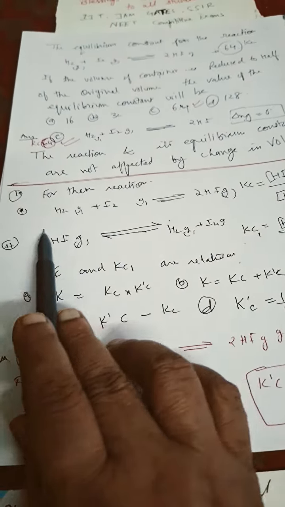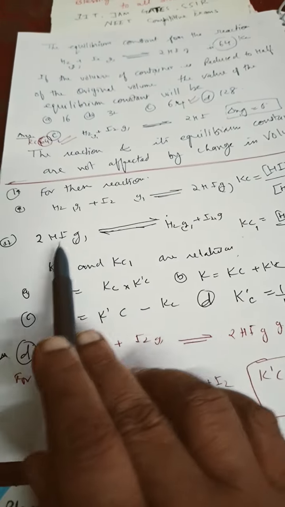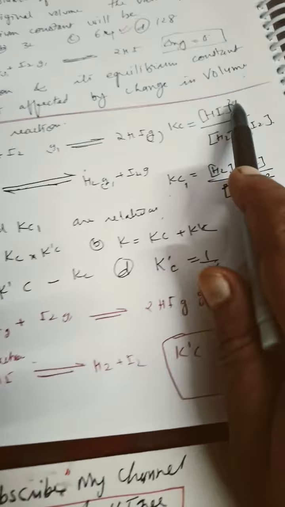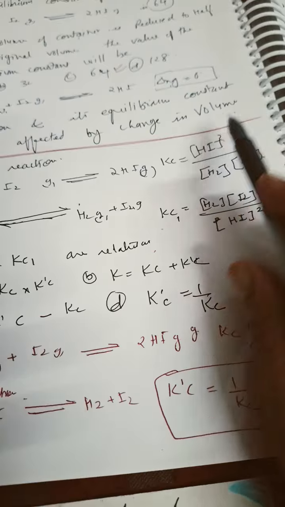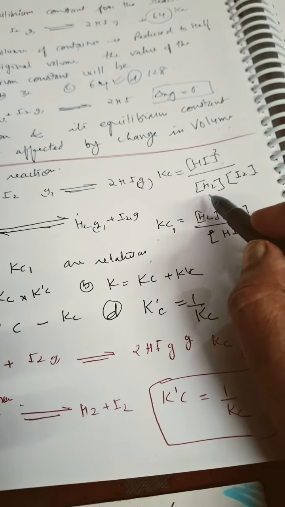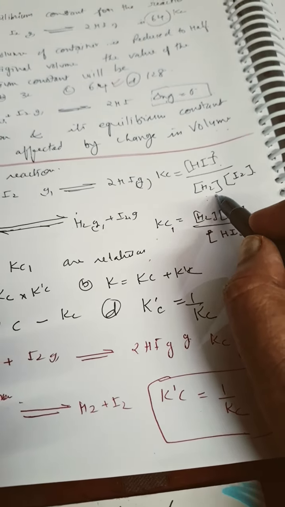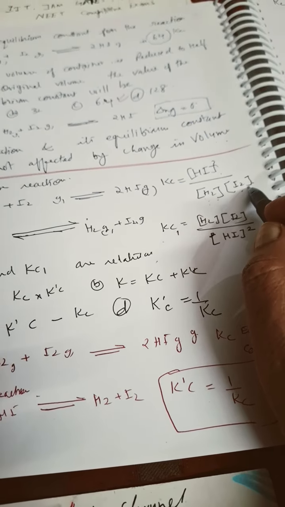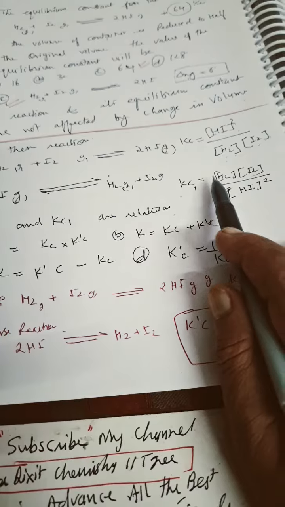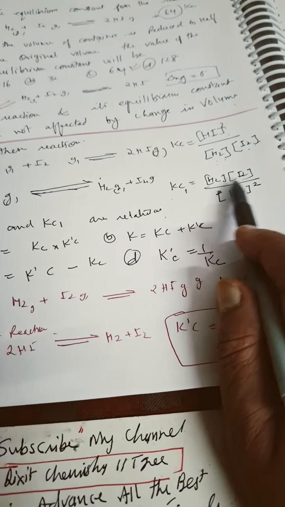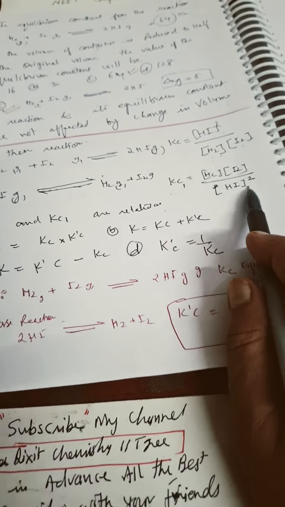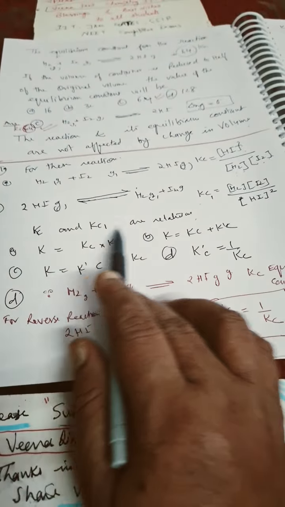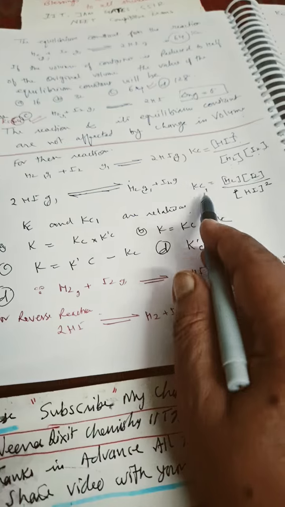Now for the reaction H2 plus I2 gives you 2HI, and the reverse reaction I have written second, 2HI gives H2 plus I2. The equilibrium constant Kc is the concentration of HI squared divided by the product of the molar concentrations of hydrogen and iodine. And for the reverse reaction, Kc1 is the product of the H2 concentration and I2 concentration upon the concentration of HI squared. So what is the relationship between Kc and Kc1? This is Kc, this is Kc1.